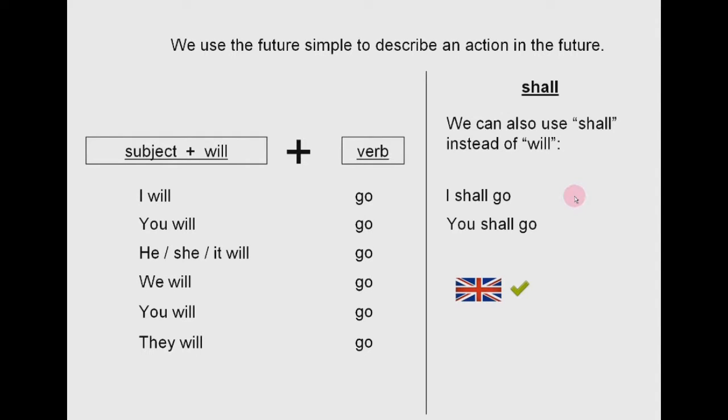However, the word shall is used more in British English, and we don't really use it much in American English. Okay, so that is important. And even in British English, shall is less common than the word will. So will is much more common than shall. But they do have the same meaning.